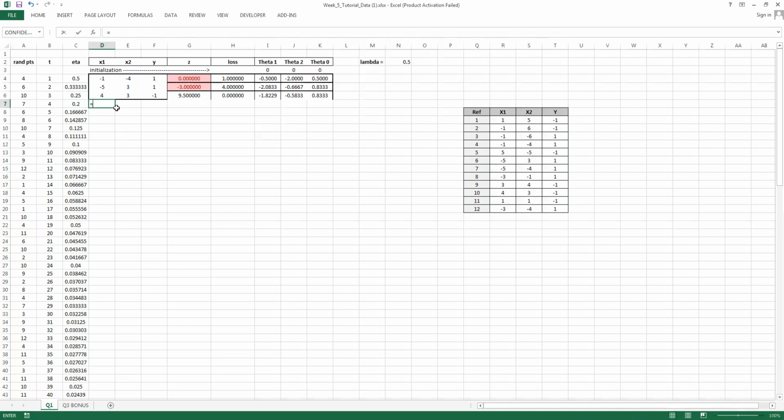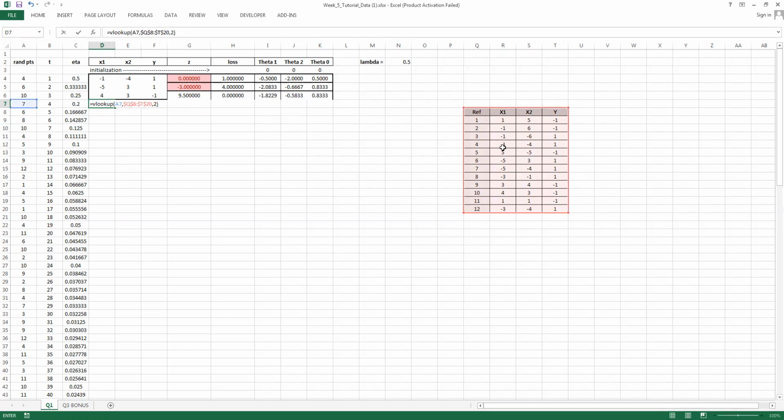So the formula is VLOOKUP. It's a vertical lookup table. And the value we're looking up is the random value we picked. The table we're looking it up on is here, and that needs to be static because that's never moving. And then what column are we looking in? Well, for x1, we're looking in the second column. And this is how our VLOOKUP formula works.